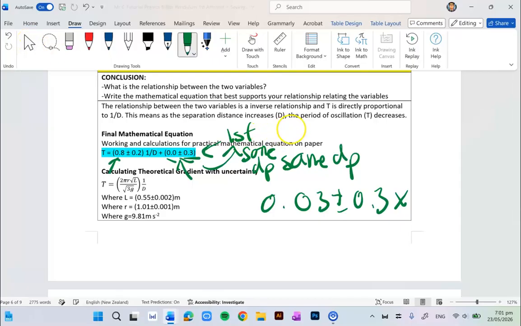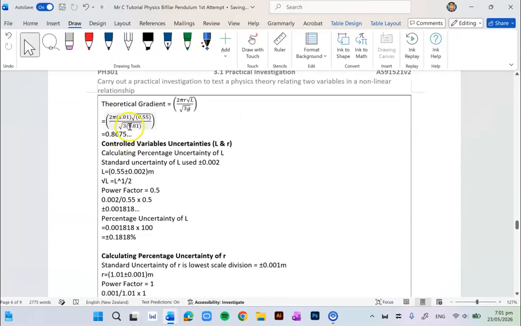Same for this bit here. Same dp, and that also needs to be 1SF, right? And obviously don't write y and x for your variables. Write the proper variables, which was the time period and the transformed separation distance. And then that was the theoretical stuff.